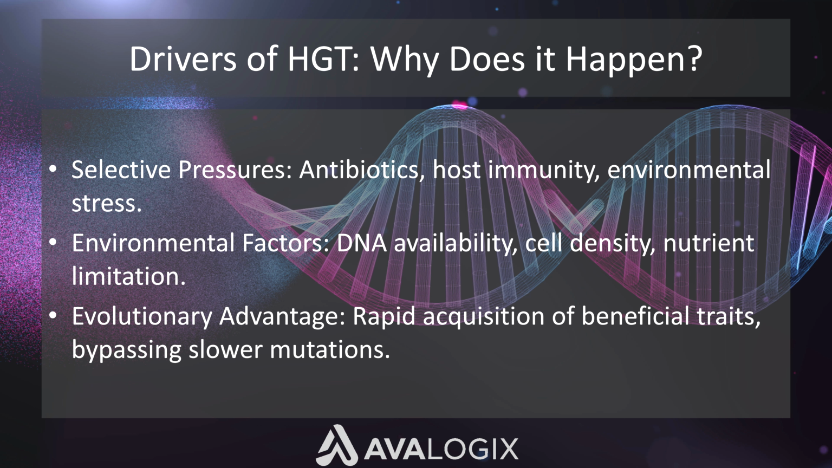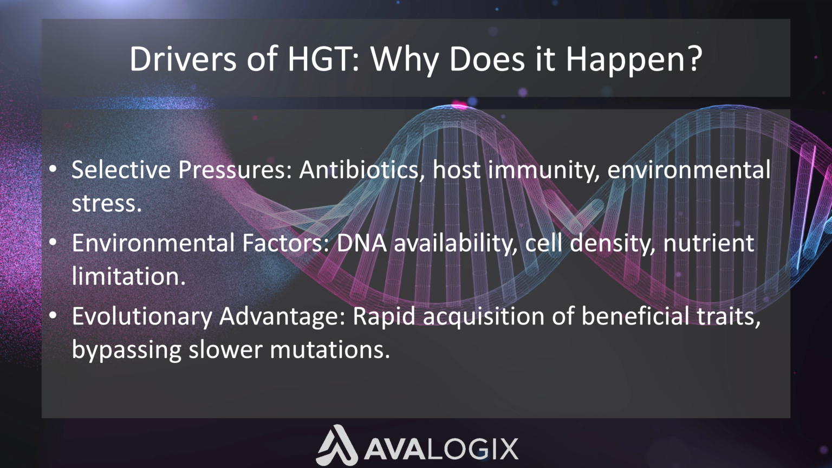Several biological factors influence HGT likelihood. DNA availability in the environment for transformation. Cell density, important for conjugation and competence induction. The physiological state of the cell, e.g., stress, can induce competence.